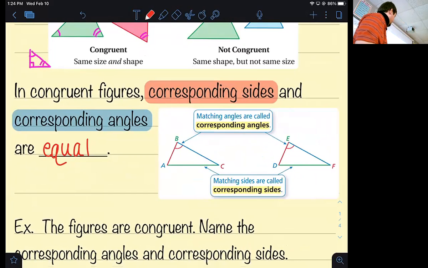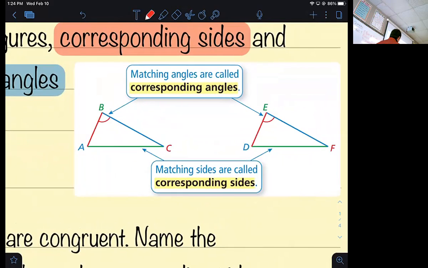Here's a better picture of the triangles that I was trying to draw up there. Corresponding means matching. In congruent figures, even in similar figures we'll talk about next week, there are always sides and angles that match. So side BC corresponds with the color-coded blue one on the other side, side EF. And angle A corresponds with angle D over on this side. Everything matches up and they're equal.